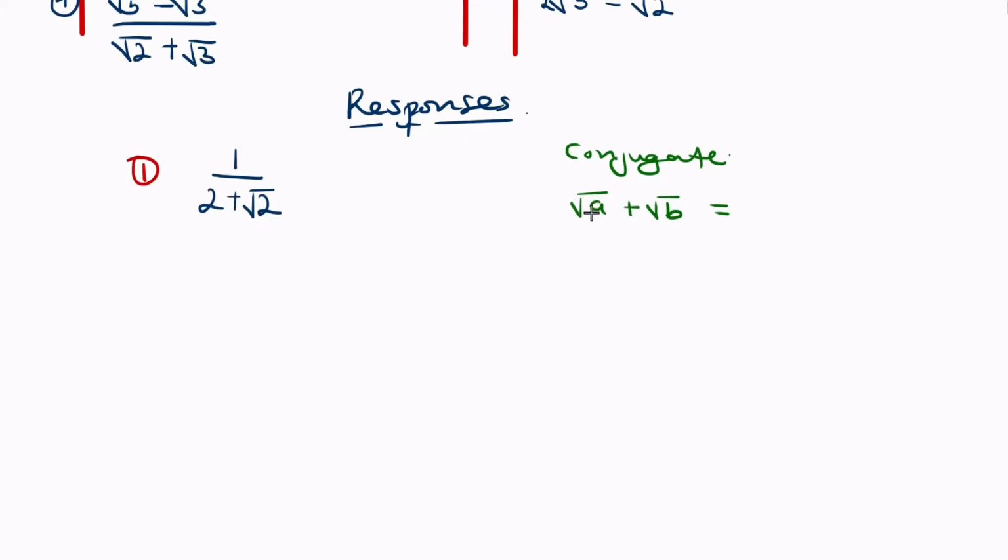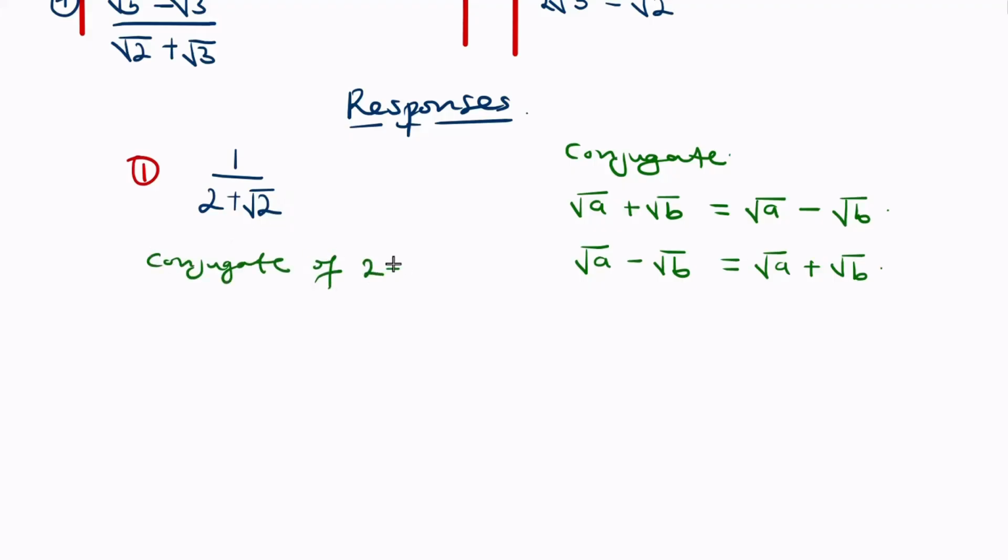Implying that the conjugate of root A plus root B is root A minus root B. Likewise, if I have root A minus root B, the conjugate of this expression is root A plus root B. Implying that for number 1, the conjugate of 2 plus root 2 is going to be 2 minus root 2.